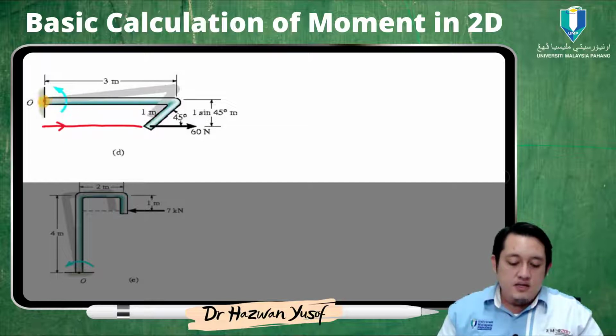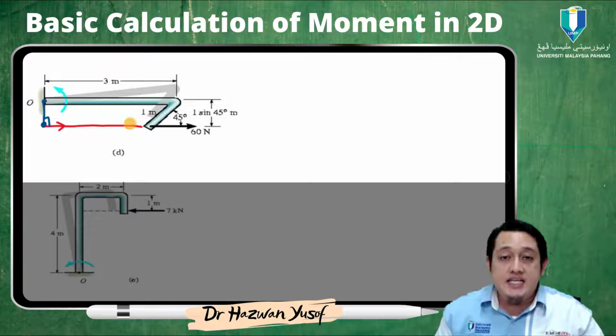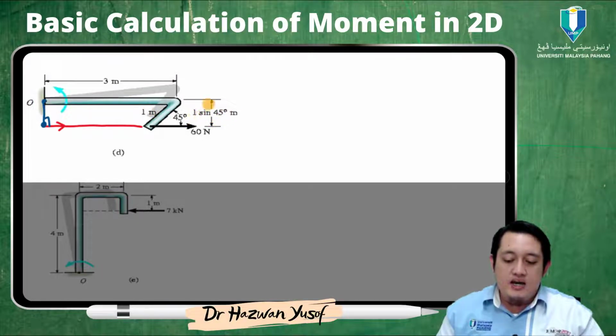The rotation point is at point O here, which means our distance is from here straight downwards up until here. This is the 90 degree distance. So which one is the 90 degree distance here? 3, 1? No, the 90 degree distance here is this one: 1 sine 45.